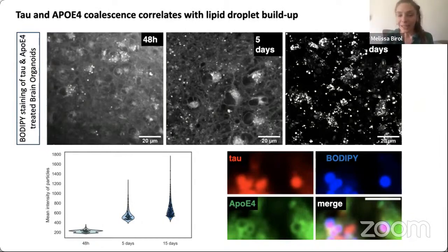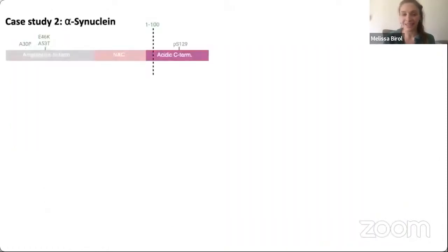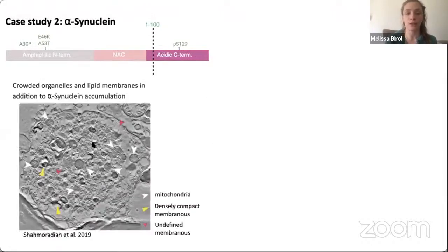Okay, so I'm going to try quickly to go through the second case study, which is on alpha-synuclein. Alpha-synuclein is also a disordered system implicated in Parkinson's disease, and it also aggregates. And recently, it's been shown to aggregate in what are known as Lewy bodies.